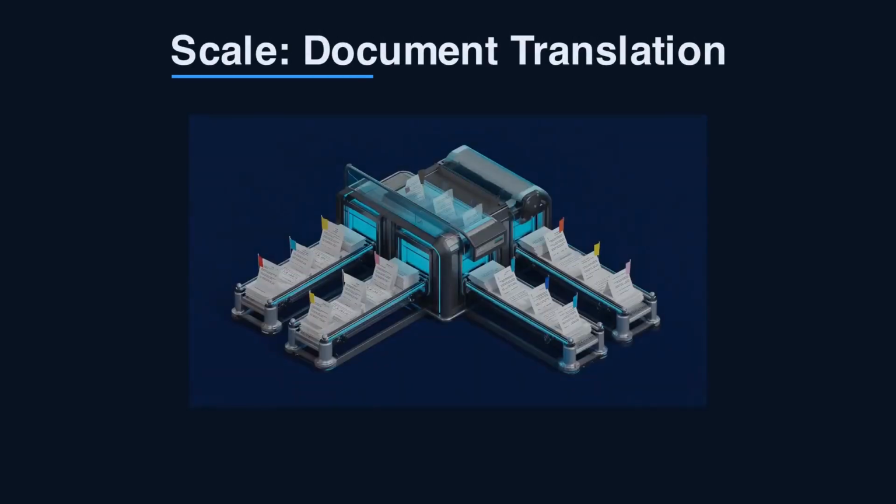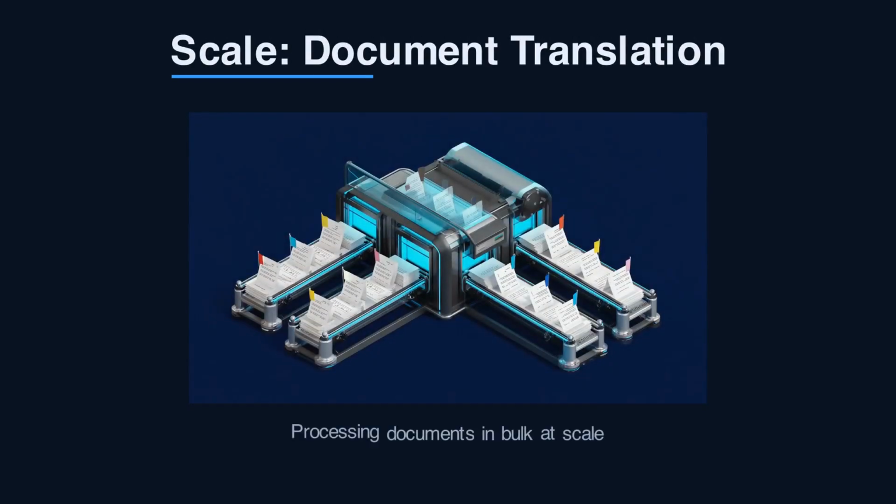For real scale, the synchronous text API is the wrong tool for whole files. Use asynchronous document translation. You drop source files into Blob storage, kick off a batch job pointing at a source container and a target container, and Translator processes thousands of documents while preserving formatting in Word, PDF, and HTML. You poll for status and pull the translated files back out. This is the pattern when you're localizing a content library overnight rather than translating a chat message in real time.